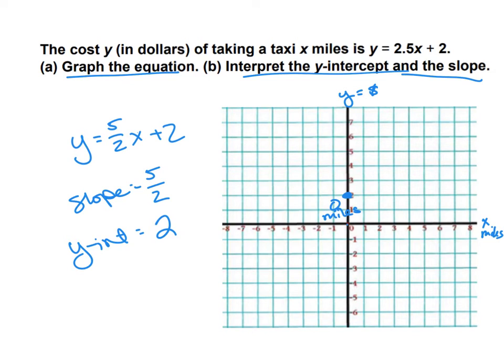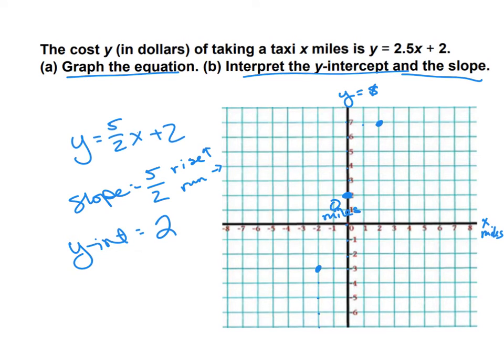Now, let's do our slope, rise over run. So we're going to go up 5 and to the right 2. So 1, 2, 3, 4, 5, 1, 2. Let's go the other way. 1, 2, 3, 4, 5, 1, 2.